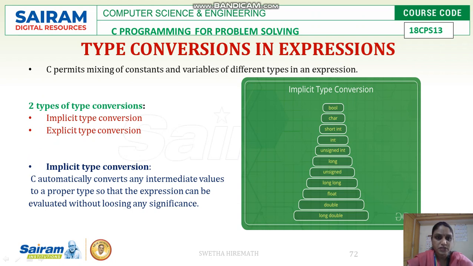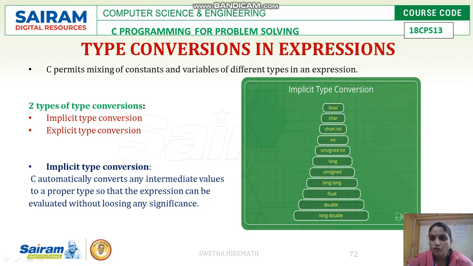Coming to type conversions in expressions, if C permits mixing of constants and variables of different data types, then one data type has to be converted to the other data type. This can be done in two ways: implicit type conversion and explicit type conversion. Implicit means it is done automatically by the compiler. The lower one will be converted to the higher one, the highest precedence data type.